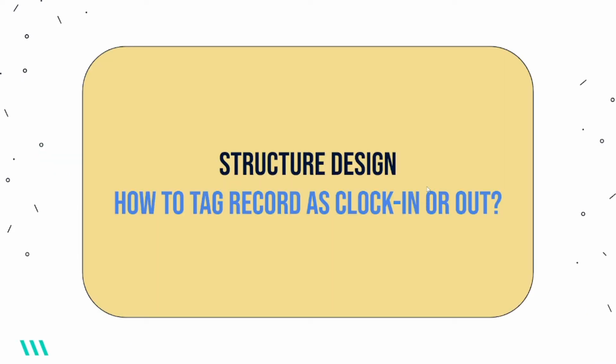Now here is our new quiz. How do we tag the record as clock in or out? Imagine that an employee has multiple records in a day. So how do we differentiate which records are clock in and which ones are clock out? You can simply pause right here to think about this question yourself, and if you are ready to see my answer, then please proceed with this video.